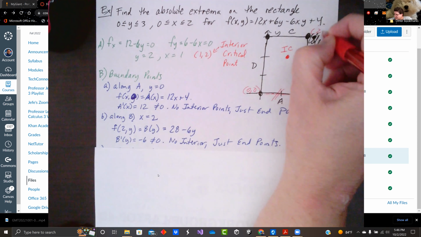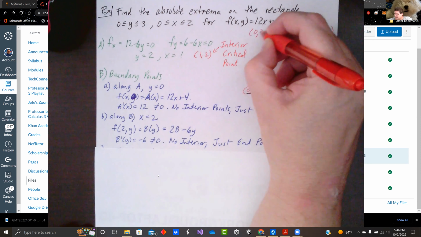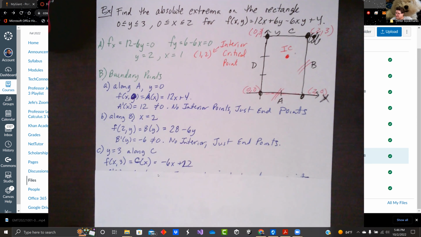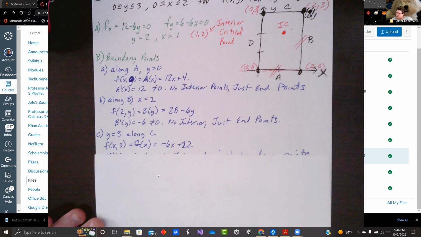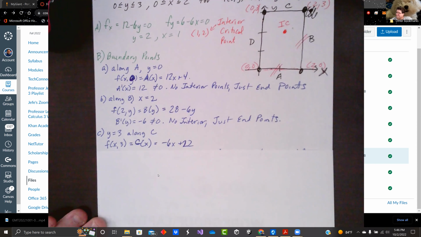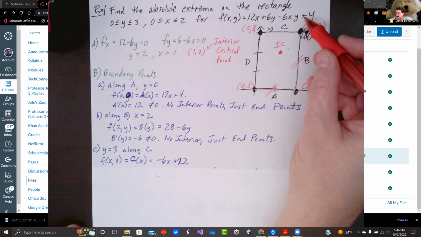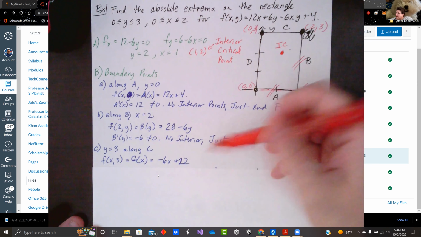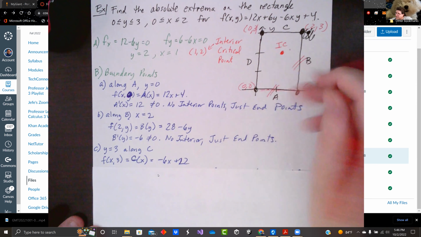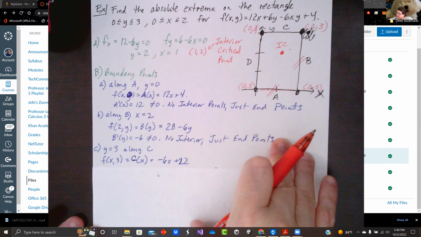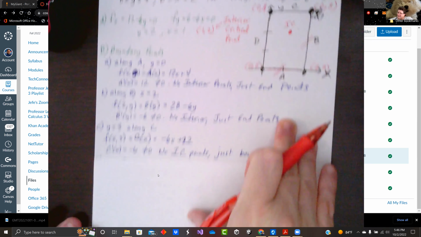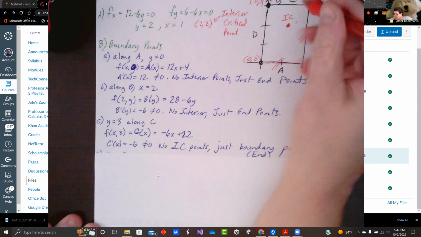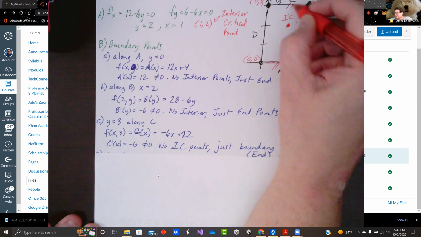This point here is 2, 3. This point here is 0, 3. Let's check C and D. Along C, y stays constant, it equals 3. If I evaluate my function at y equals 3, I get a function of only x, negative 6x plus 22. When I take the derivative, it's negative 6. Again, it's not equal to 0 anywhere, so there's nowhere along the line on the inside that can equal it.